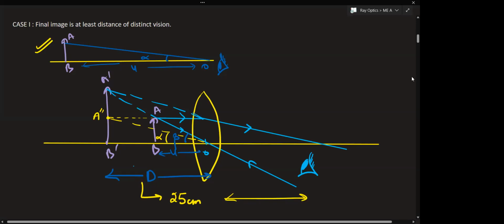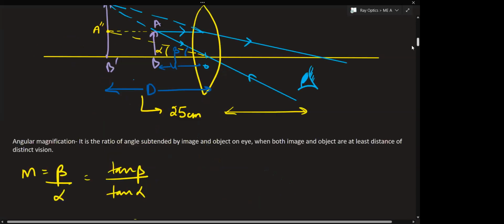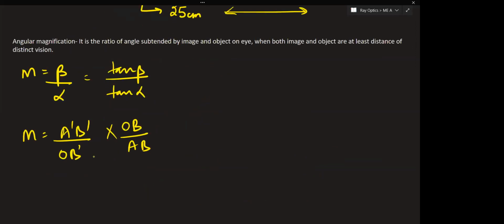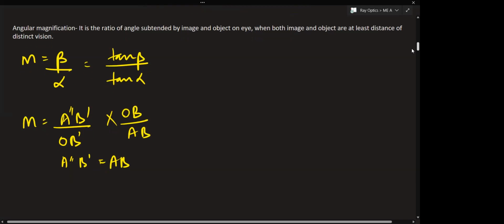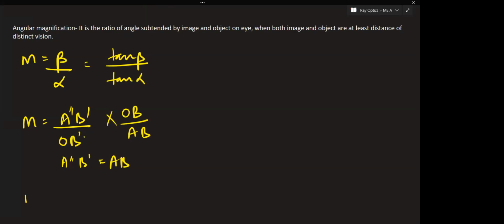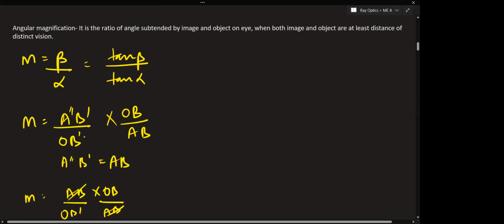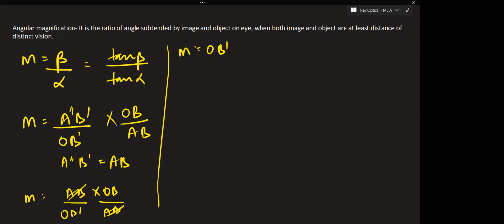So A dash B dash you can also use for tan alpha. If you wish, you can also use A double dash B dash, and this A double dash B dash is equal to AB. Okay, now clear, no? That's what I was saying. Even if you wish, you can draw both of it together. Same answer will come. See, now magnification will be what? AB into OB by OB dash into AB, cancels each other. What is the magnification that is there? Magnification will be OB dash by OB.